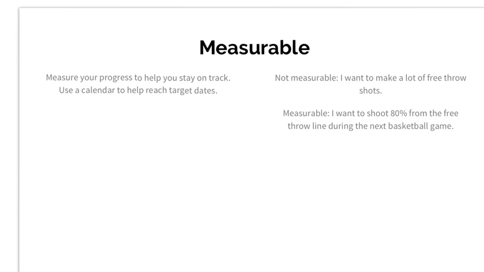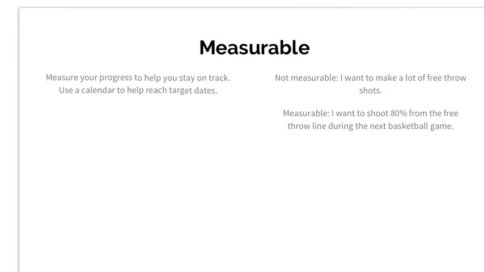So for instance, I've corrected the example that I gave with a measurable goal, and I want to shoot 80% from the free throw line during the next basketball game. Well, that is a stat that you can keep track of for that game. Obviously, this is a very short-term goal, but if you were looking at something more long-term, so for instance, if you wanted to lose weight, okay, well, how is that going to be measurable? Okay, how much weight do you plan to lose? Okay, and you want to make it realistic as well.